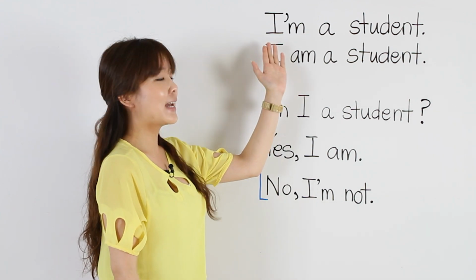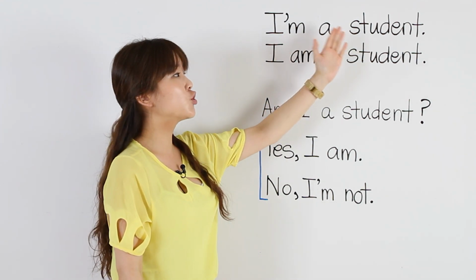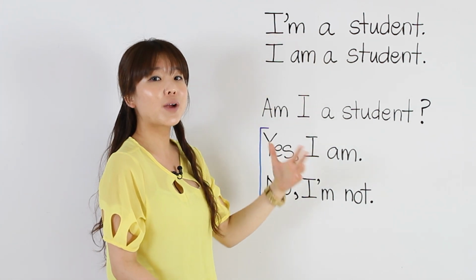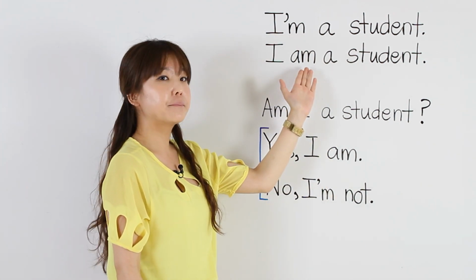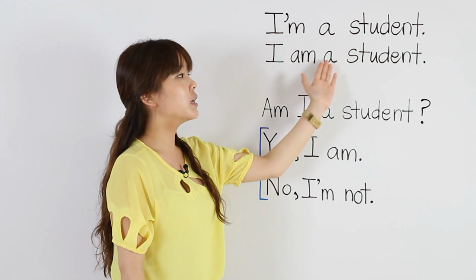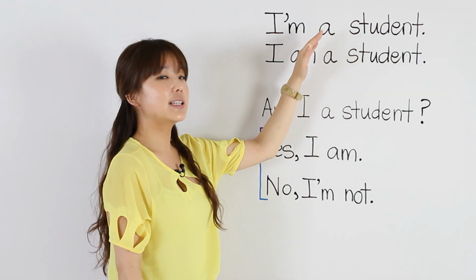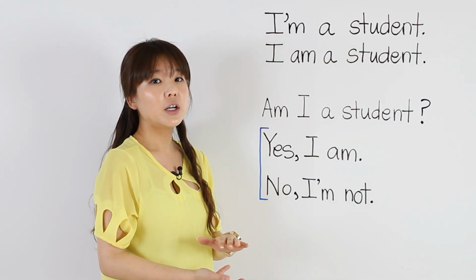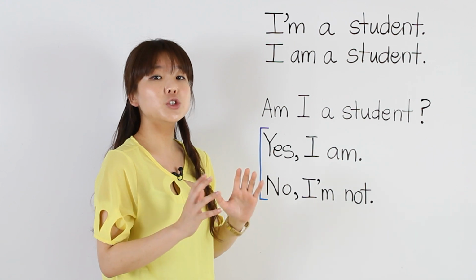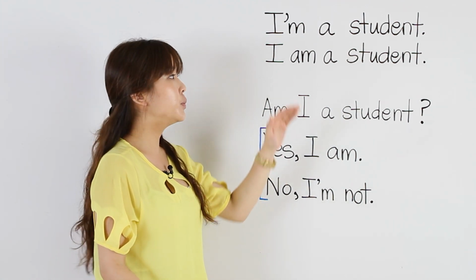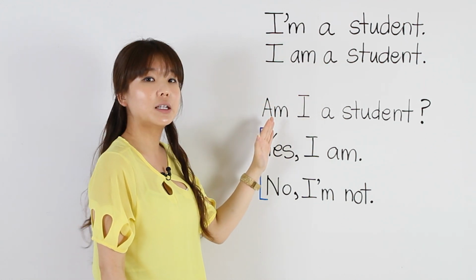So this example sentence says, I'm a student. Okay, remember, I'm is just a contraction for I am. So I'm a student. I am a student. They mean the same thing. Now, when we want to make a question, we just have to make a simple change. It's very easy. All you have to do is put the be verb in the front.